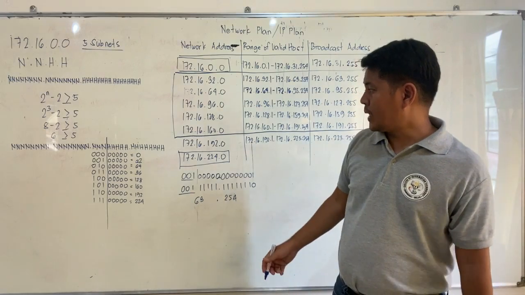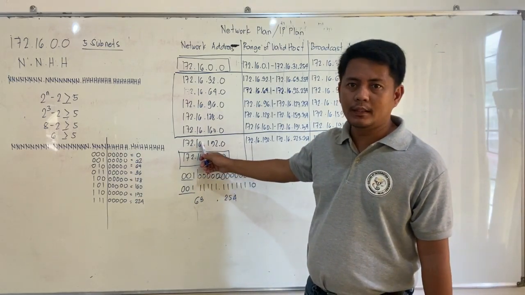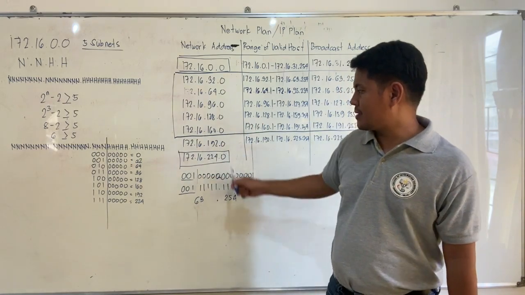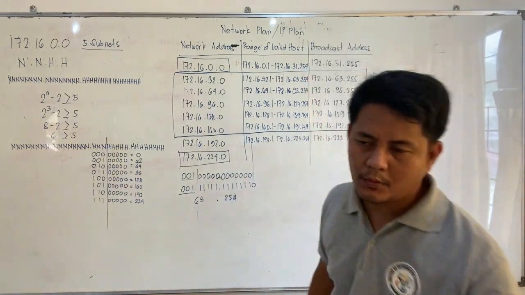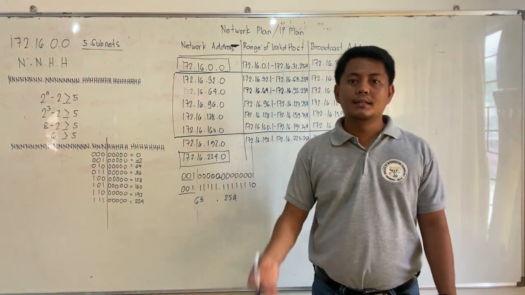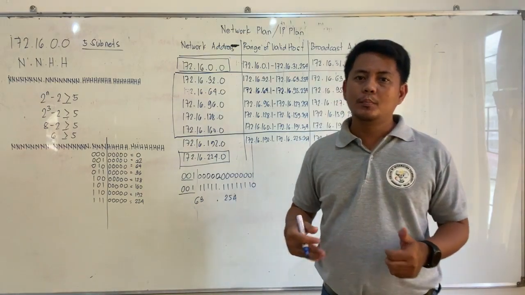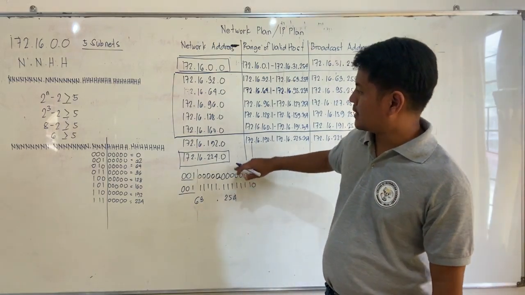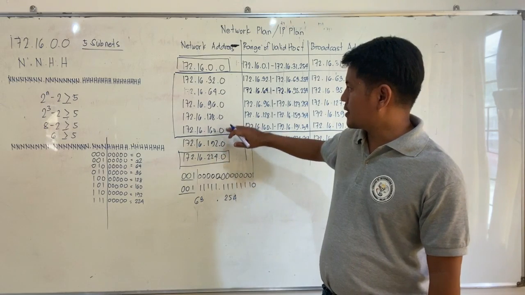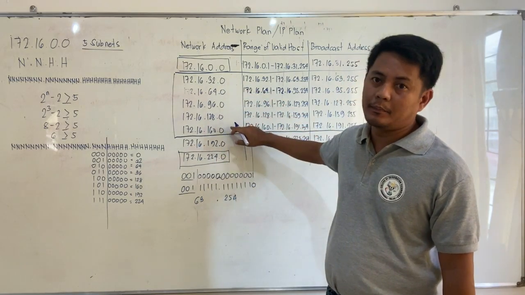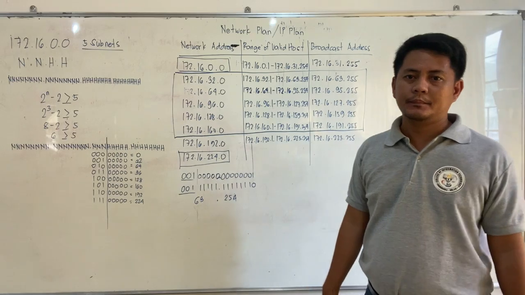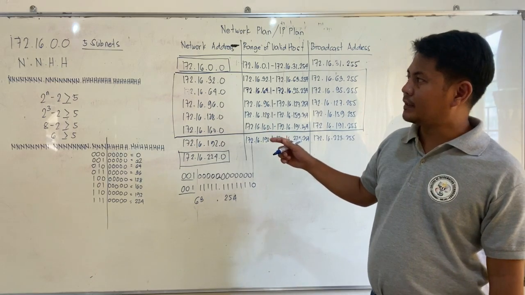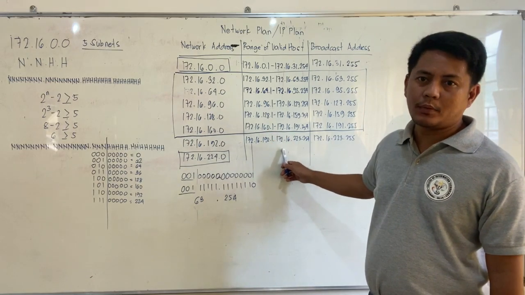Question here: what are we going to do with the remaining usable subnet? Okay, so this subnet will be used as our reserve subnet. This will be used for future expansion. Okay, so let us not use this one, because we already defined our 5 subnet requirements. Alright, so our IP plan for this subnetting requirement will be this one.